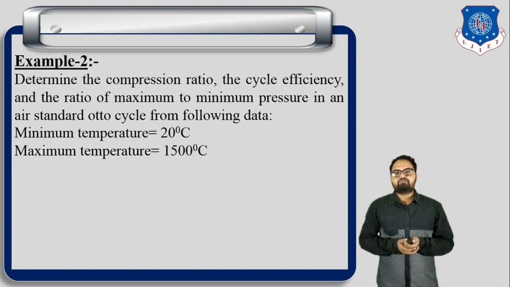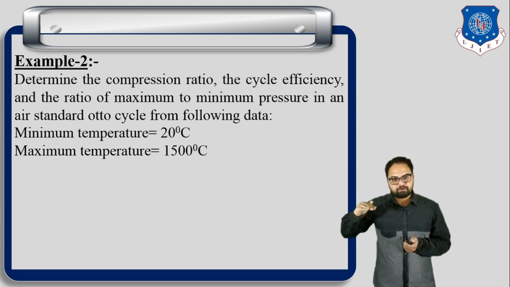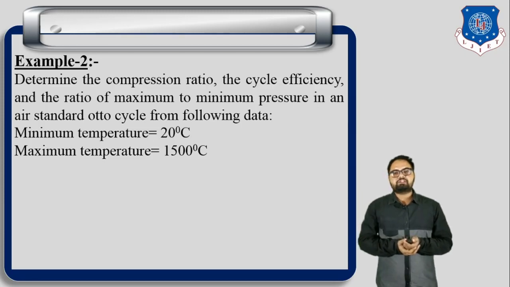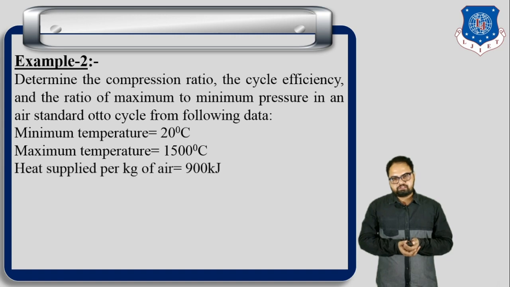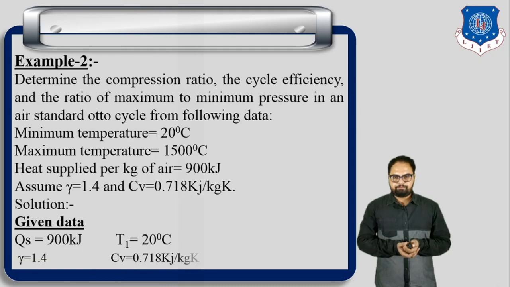Maximum temperature is 1500 degrees Celsius. The maximum temperature in the cycle is reached after the heat supplied, between process 2 to 3, that is point number 3. So T3 is 1500 degrees Celsius. Heat supplied per kilogram of air is 900 kilojoule, that is the mass of air is 1 kilogram and heat supplied Qs is equal to 900 kilojoule. Assume gamma is equal to 1.4 and Cv is equal to 0.718 kilojoule per kilogram Kelvin.